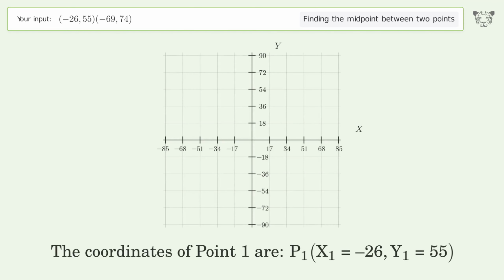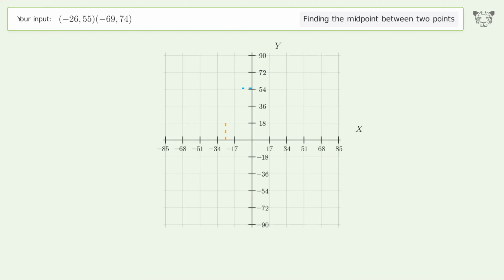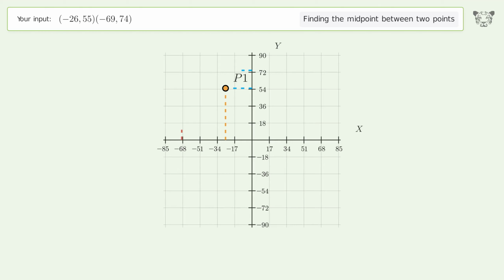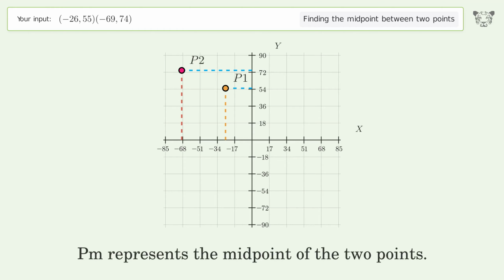The coordinates of point 1 are, x1 equals negative 26, y1 equals 55. The coordinates of point 2 are, x2 equals negative 69, y2 equals 74. PM represents the midpoint of the 2 points.